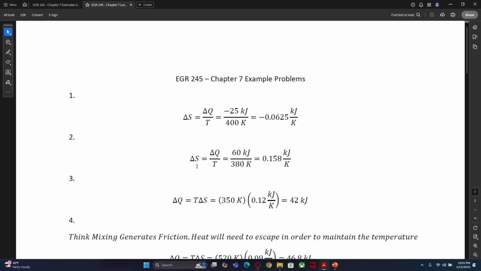So the change in entropy, delta S, equals change in heat, delta Q, over temperature in Kelvin. Because that 60 kilojoules was added to our system, and going into the system is the positive direction for heat, it is assigned a positive sign. So 60 kilojoules per 380 Kelvin gets us the answer of positive 0.158 kilojoules per Kelvin.